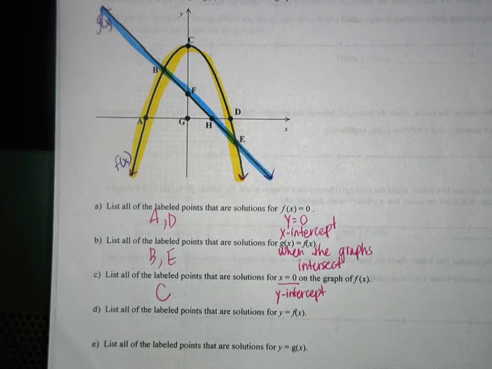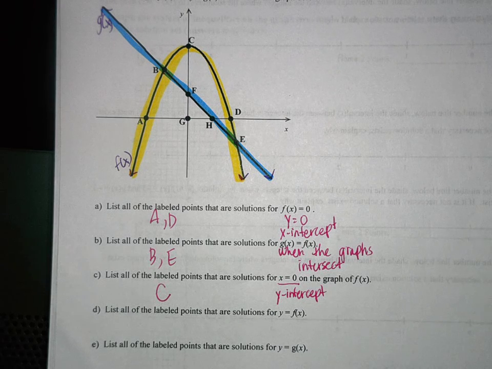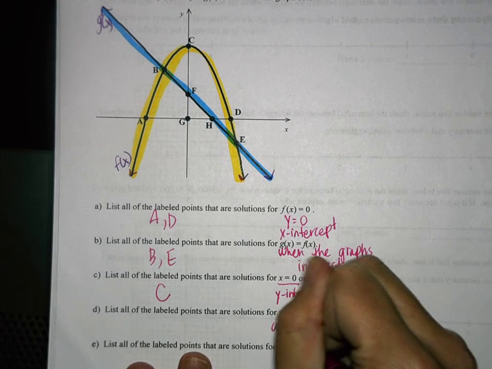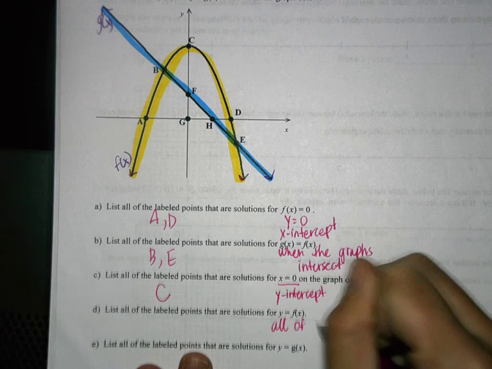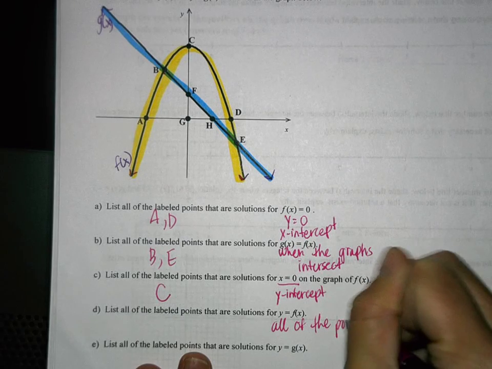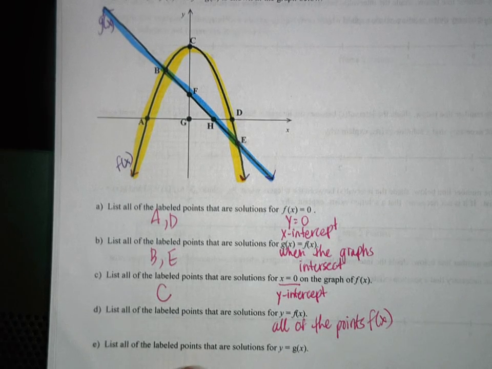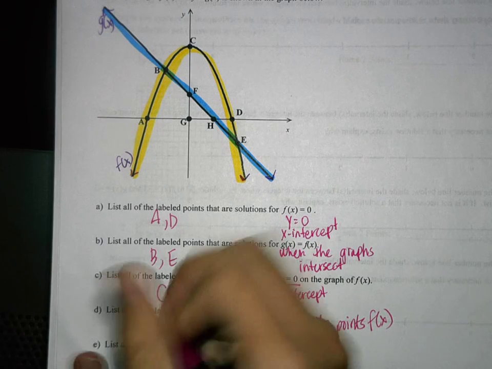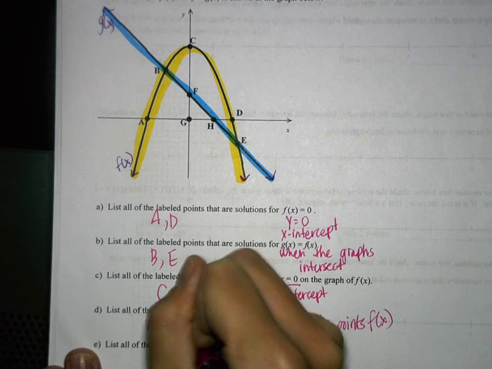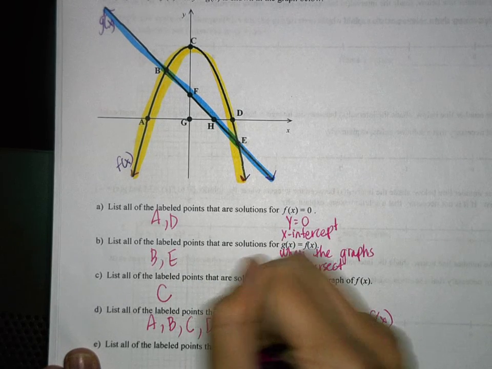D, it says list all of the labeled points that are a solution for y equals f of x. So what does that mean? Good. All of the points on what? Very good. On specifically f of x. So what are all the points on f of x? Good. A, B, C, D, and E.